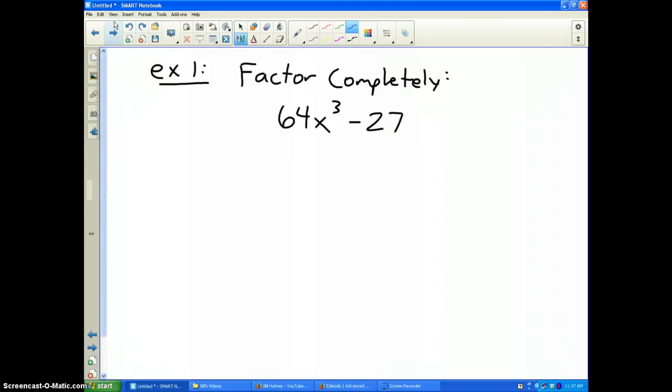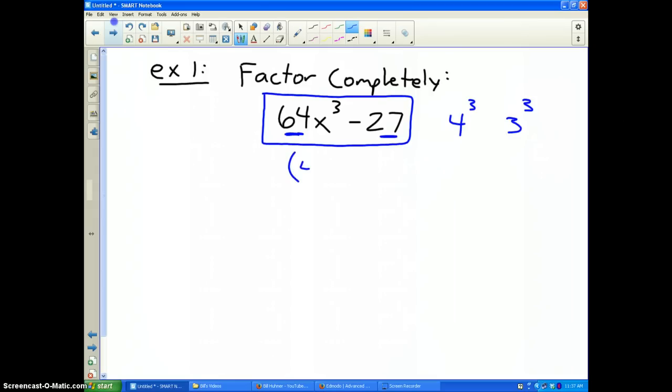Here's a problem right here. Factor completely. 64x cubed minus 27. Now the first thing I'm going to notice is that 64 is a perfect cube. That's 4 to the third power. And I'm going to notice 27 is a perfect cube. That's 3 to the third power. So really, I could rewrite this problem if I really wanted to. I could write it as 4x to the third power minus 3 to the third power.